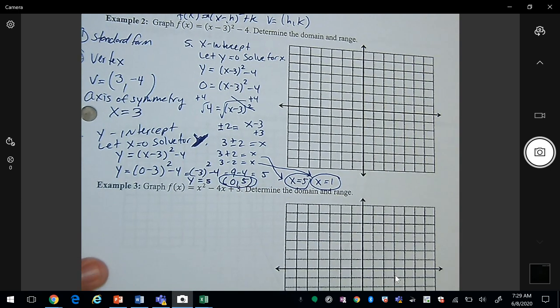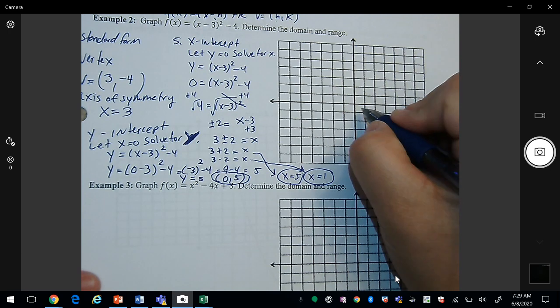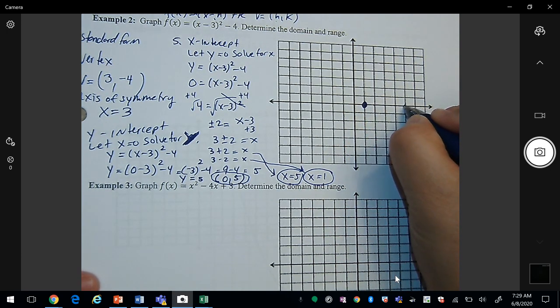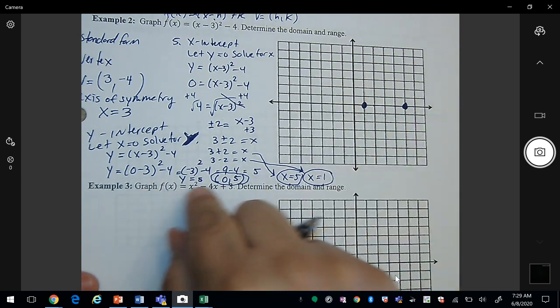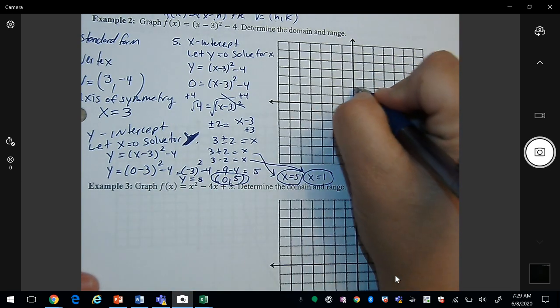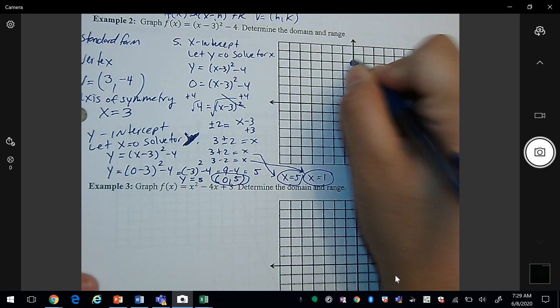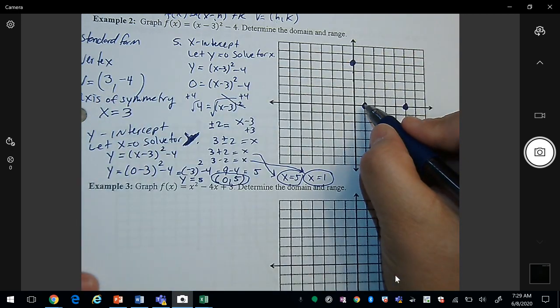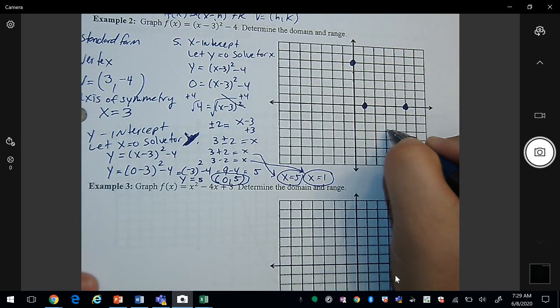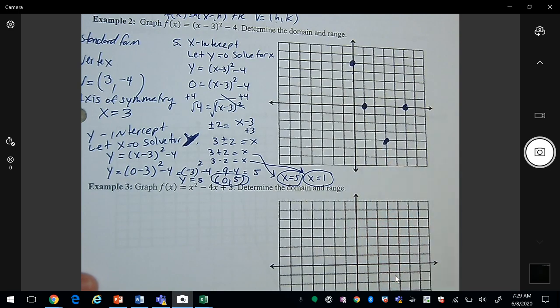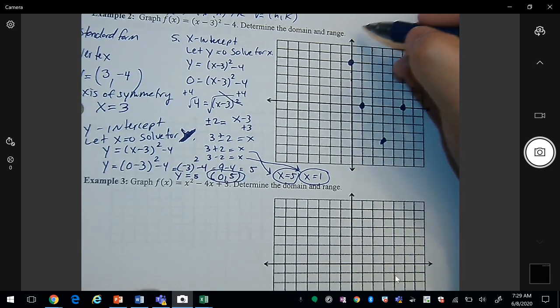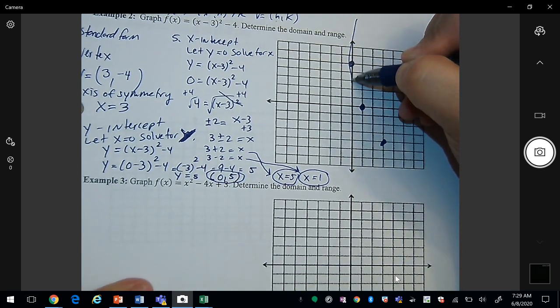Once we have this information, we can plot it. So x is equal to 1 is right here. 2, 3, 4, 5 is right here. Your y-intercept is (0, 5). Your vertex is (3, -4). Then we can sketch the graph.